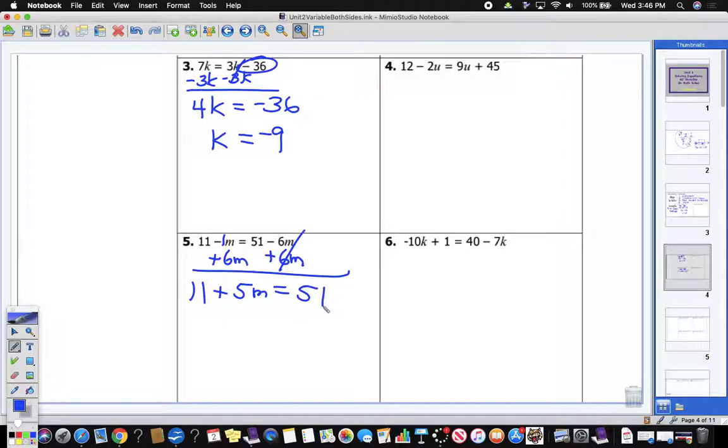All right, let's get rid of the constant. Let's do the addition subtraction first. What could we add or subtract to 11 to cancel it out? Subtract 11. So we get 5m is equal to 40. Now they're multiplying by 5, we'll divide by 5, and we get an answer of 8. And number 6 will be very similar.